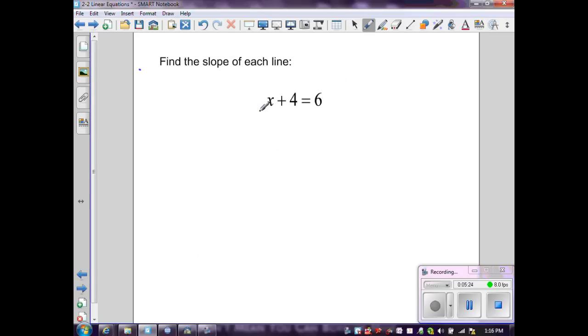Our next example, we want to find the slope of this line. So let's solve for the variable. I know it's not y, but we need to solve for that variable. Subtract 4 on both sides. x equals 2.